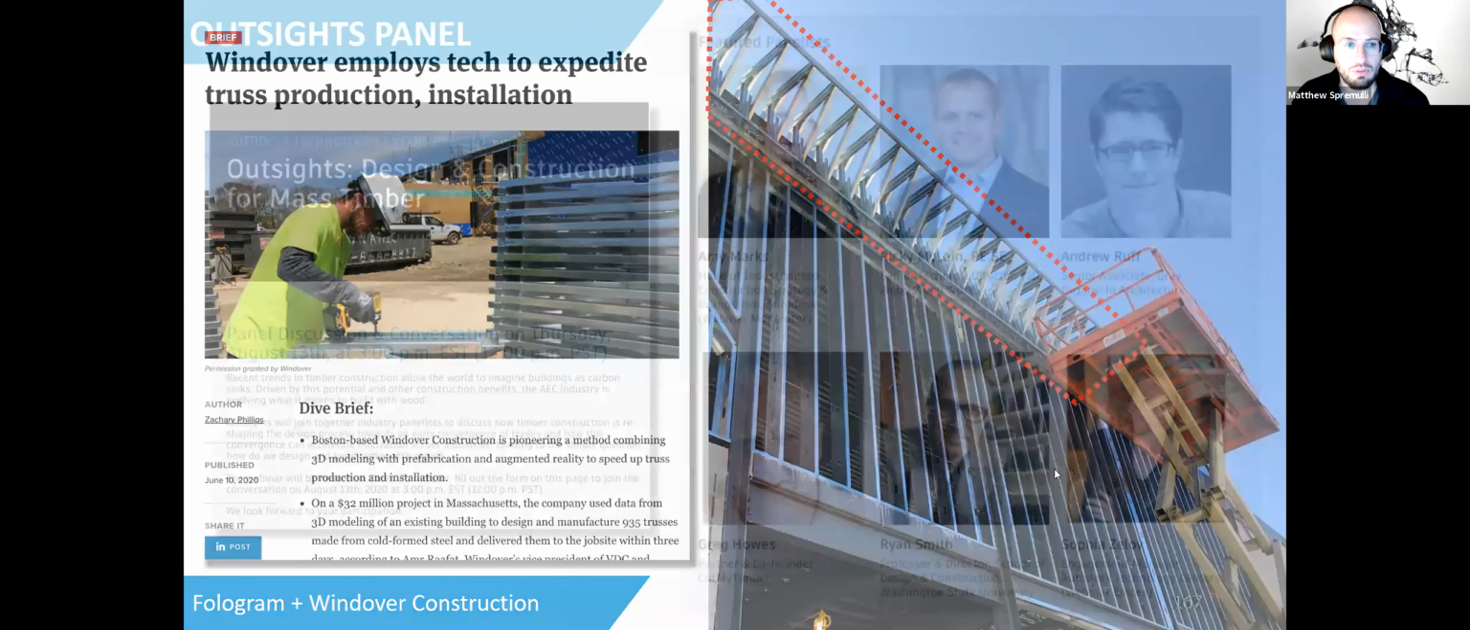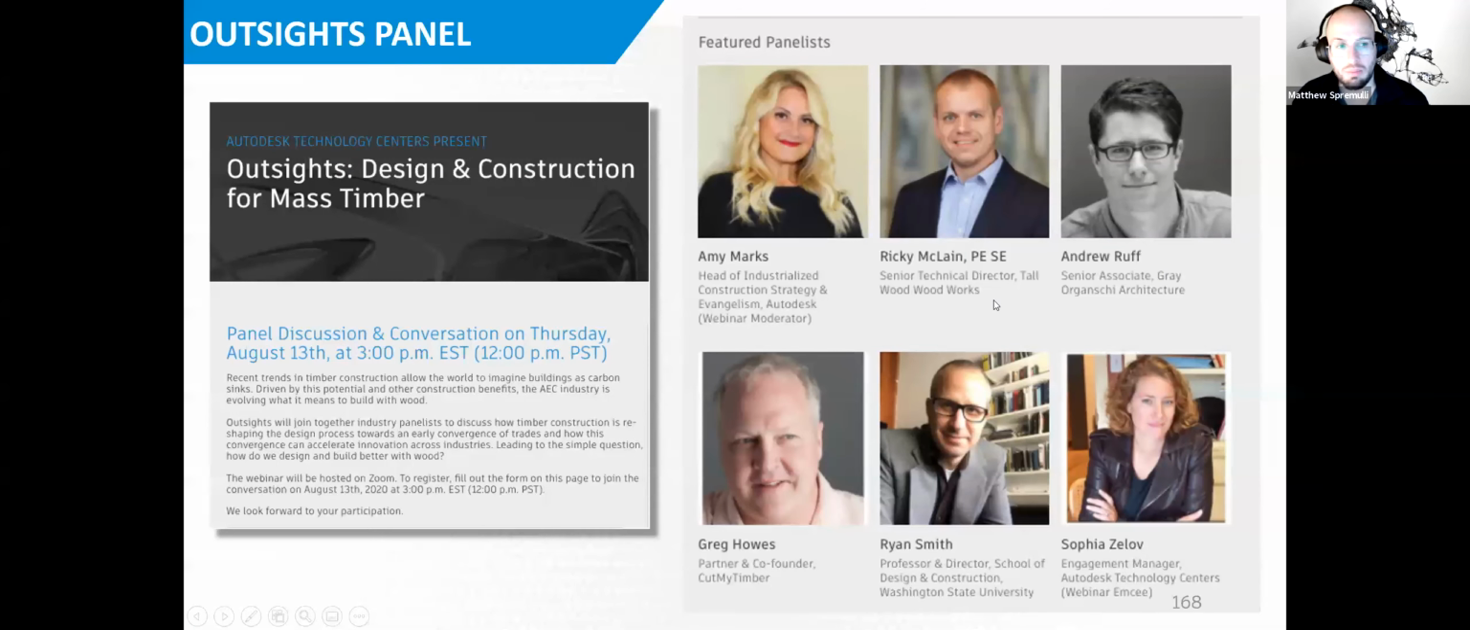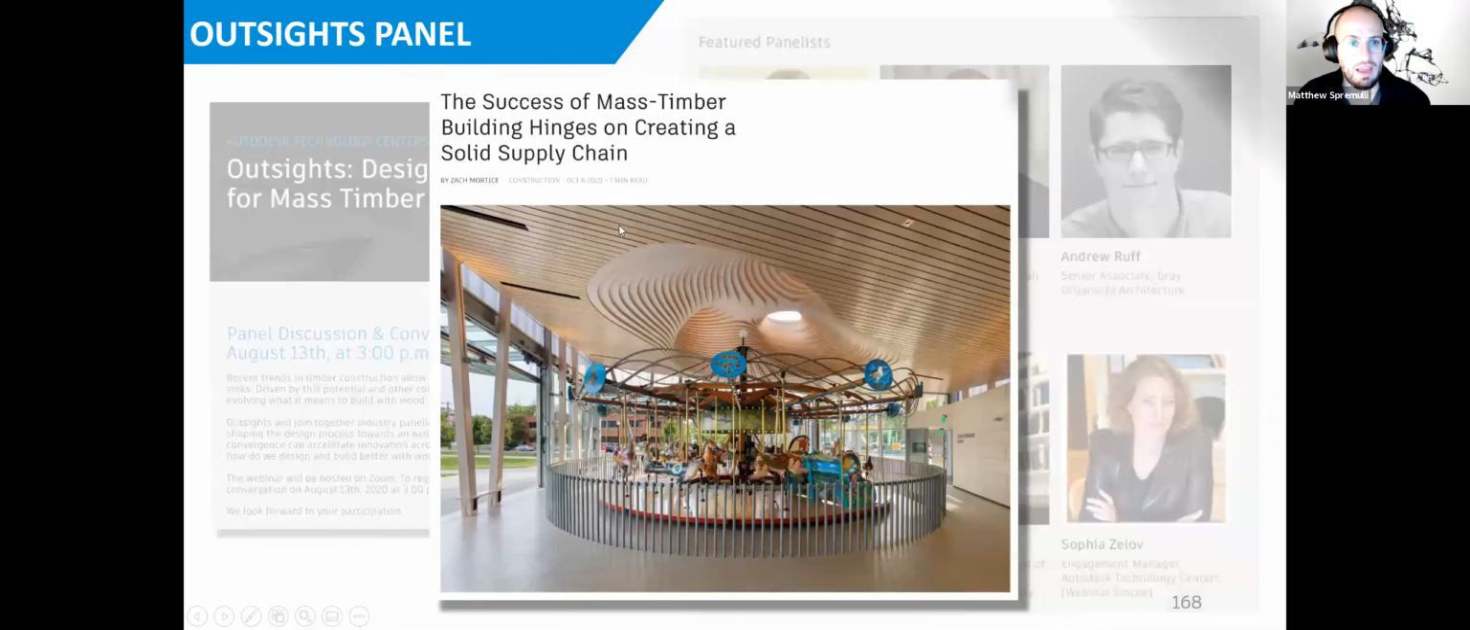We also host panels to talk about topics. Like in one case, it was design and construction for mass timber. And it was really great. We had a lot of different insights from architects, supply chain, designers, all talk about what the impact of mass timber will be.